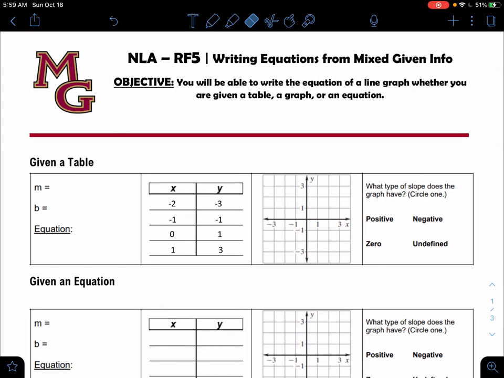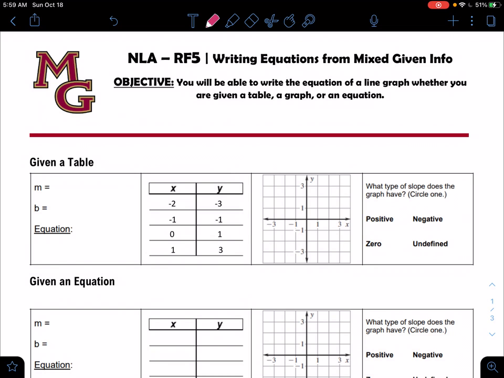Today we're going to be talking about standard RF5, which is writing equations from mixed given information. Our objective today is that we will be able to write the equation of a line, whether you are given a table, a graph, or an equation. So we're going to do something a little different today, and we're going to change the information that you are used to receiving, and alternate and flip that around and twist it up a little bit for you.